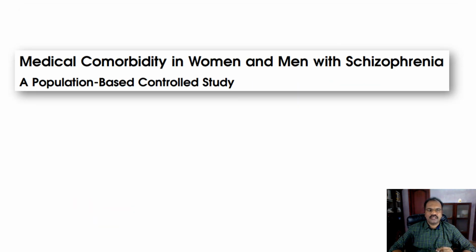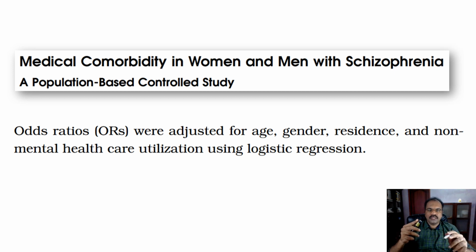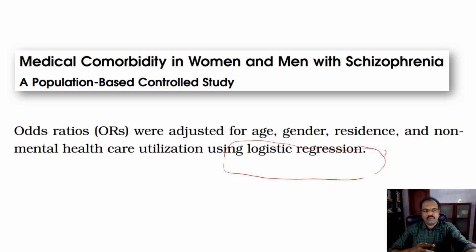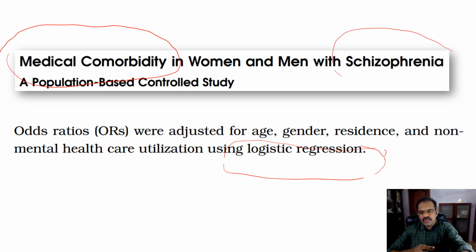For example, this is another study, medical comorbidity in women and men with schizophrenia. Here the authors have rightly identified some of the possible confounds. Then they statistically adjusted for that, as I told you. You can see here in their article, odds ratios were adjusted for age, gender, residence, non-mental health care utilization using logistic regression. This is the statistical method they used. For example, with medical comorbidity, even if people have medical comorbidity, it may not be simply because of their gender, simply because of their schizophrenia.